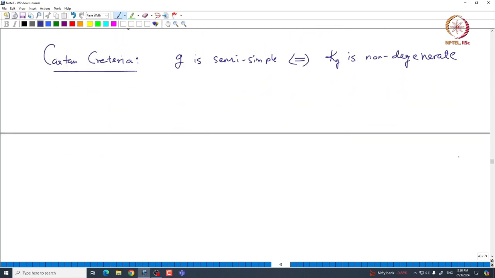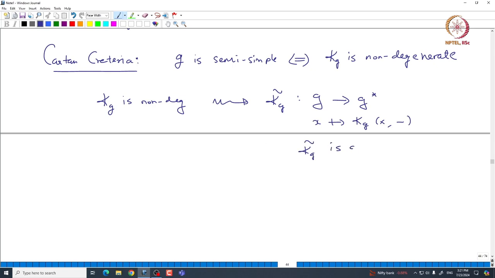Now recall that if kappa_G is non-degenerate, then we can look at the corresponding kappa_G tilde, which is a map from G to G star, given by x goes to kappa_G of x comma dash. This map is a G-module map, and it is an isomorphism. So kappa_G tilde is a G-module isomorphism. In particular, kappa_G non-degenerate implies that G is isomorphic to G star as G-modules. This is a very important observation.